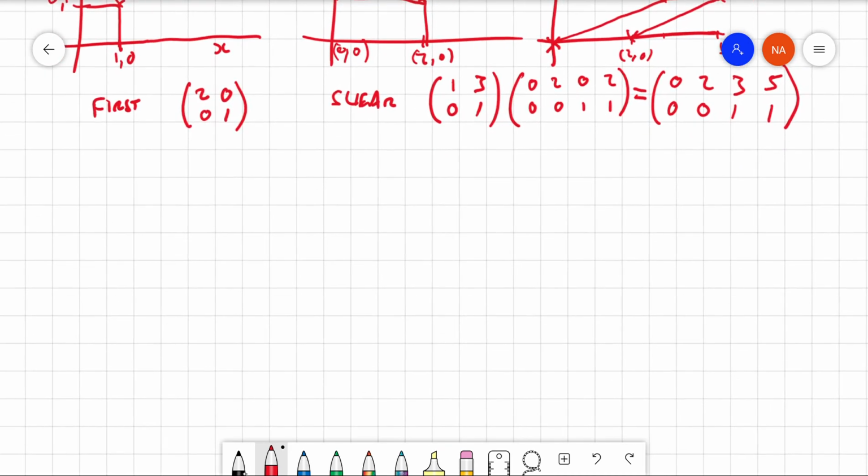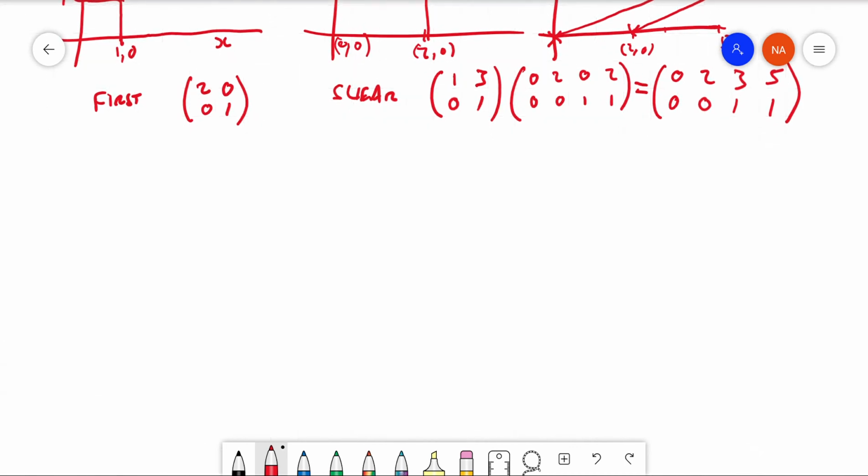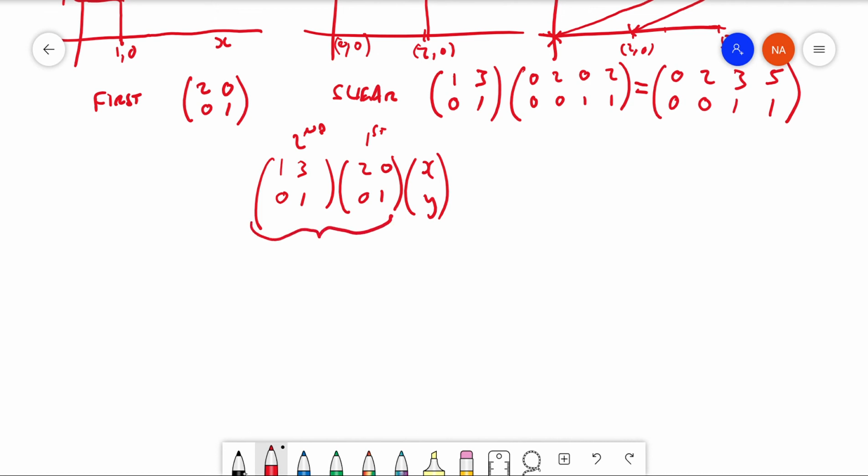Okay, well remember, the thing that we do first is the 2 0, 0 1. And that acts on our source. Then the thing that we do second comes to the left of that: 1 3, 0 1. Because order is important with multiplication. So that's the first thing we do, that's the second, and if there was a third, that would be to the left, and so on. So this here is the composite transformation. So I just have to multiply those to find what the composite is.